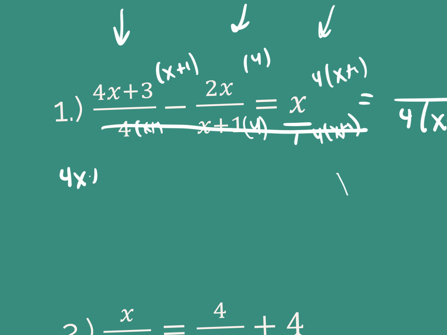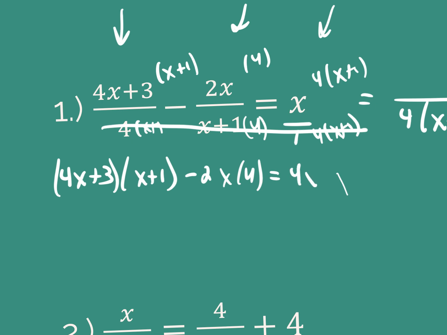So I'm going to rewrite this so it's just a little cleaner. It's 4x plus 3 times x plus 1. Agreed? Minus 2x times 4 equals 4x times x plus 1. Or 4, I'm sorry. Hold on. Time out. In my mind, I went and did it ahead. Can I go ahead and distribute this? Or you guys want me to write it as 4x and then x plus 1?